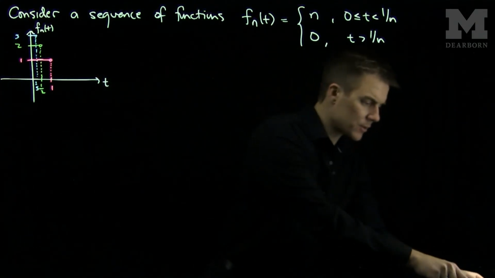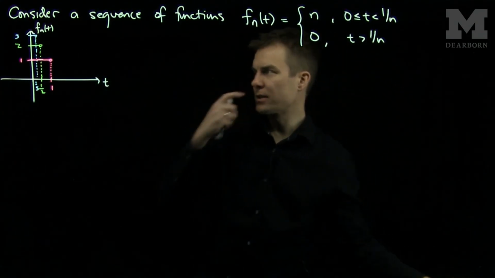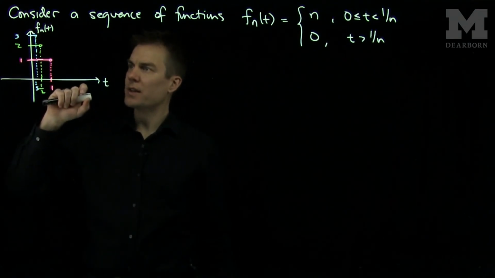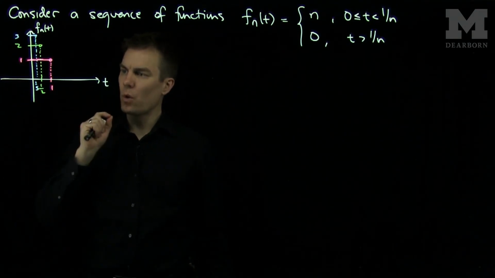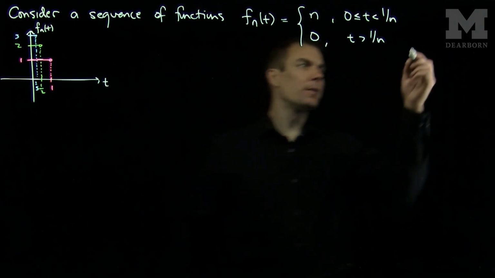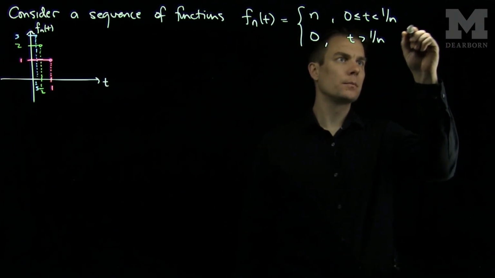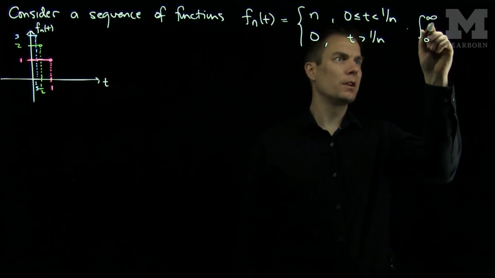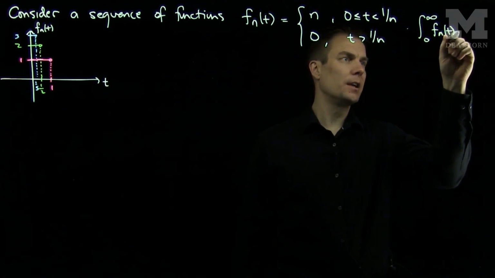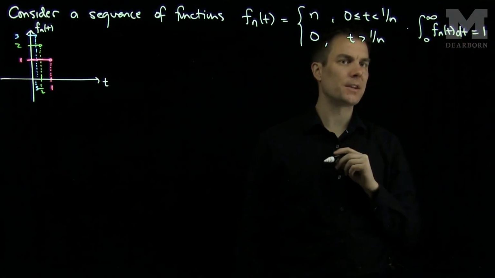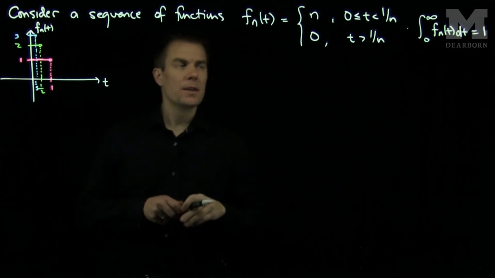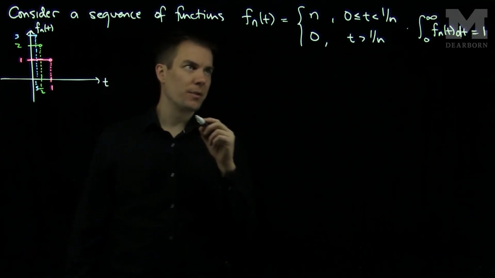We can see from these graphs that they form rectangular shapes whose height is always n and whose width is always 1 over n. So we can note that the integral from 0 to infinity of fn of t dt is equal to 1. Now, we'd like to compute the Laplace transform of these functions.